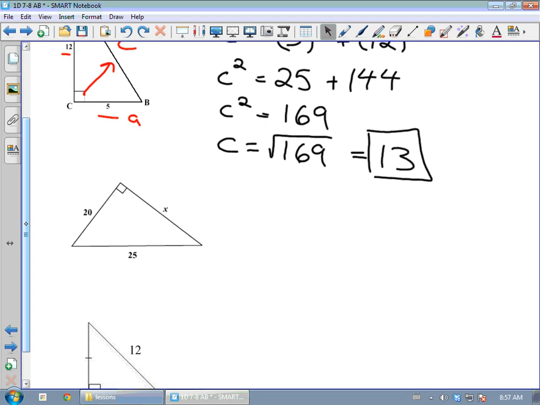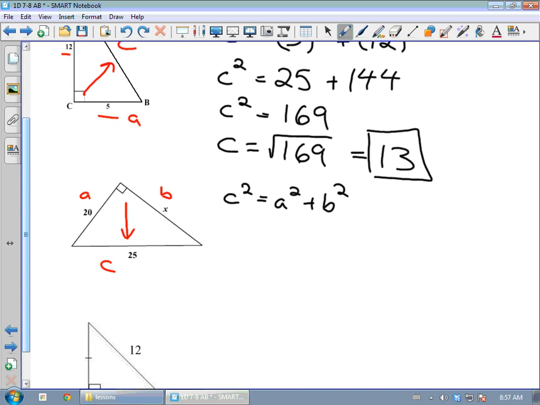Andrew, the 25. How did you know that? It's directly across, yeah. So I'm going to label that C, and the other two, I'm going to label A and B. And once again, we're going to use C squared equals A squared plus B squared. Okay. And then let's substitute in.